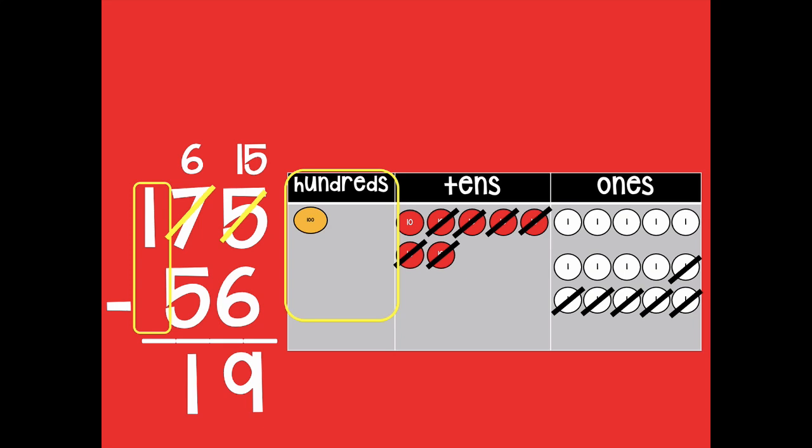Oh, that's easy, right? Because there's nothing to subtract. So 1 minus 0 is still 1. So 175 minus 56 equals 119.